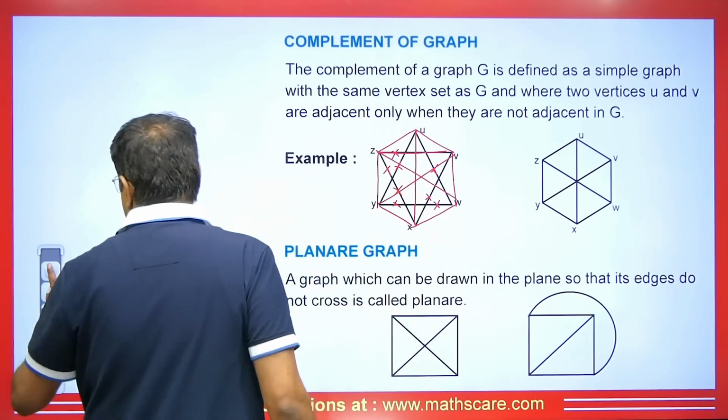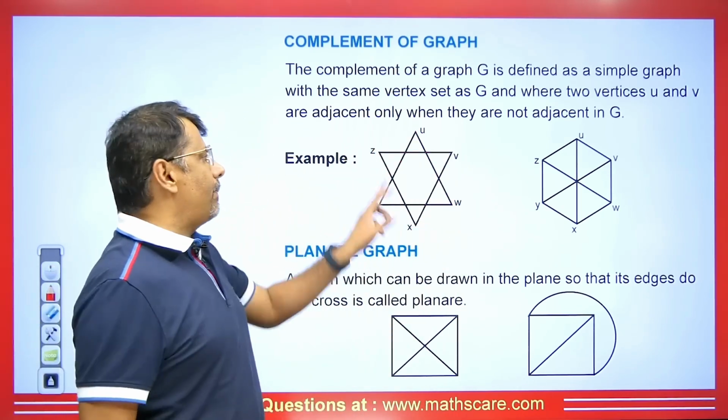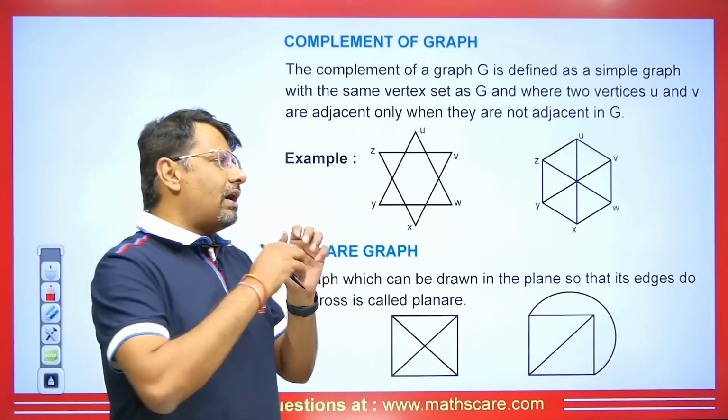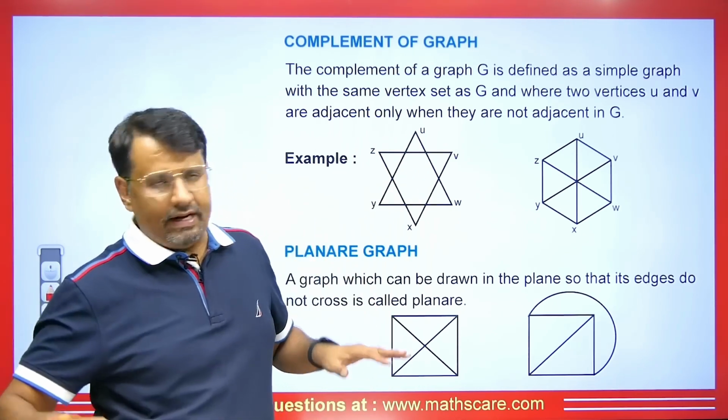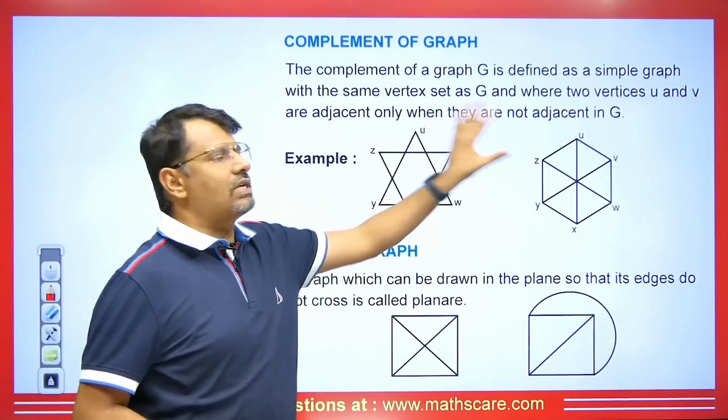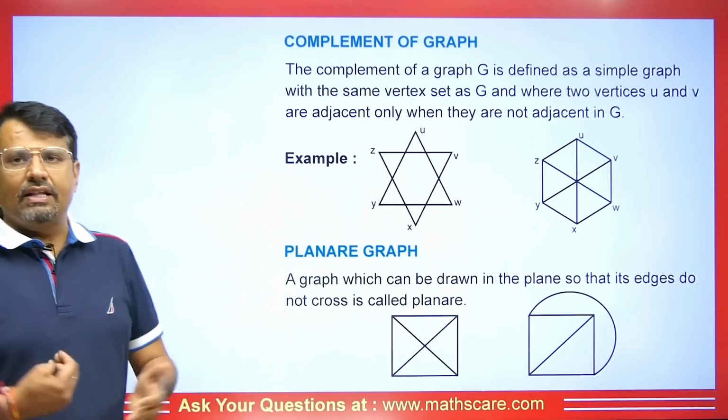Right, there is a need to understand this. For the vertices which we have here, those which do not have an edge in between, we will add an edge there. Where the edges are, we will remove them. Such a graph is called the complement of a graph. This will be the complement. So this is important. You need to keep this in mind.